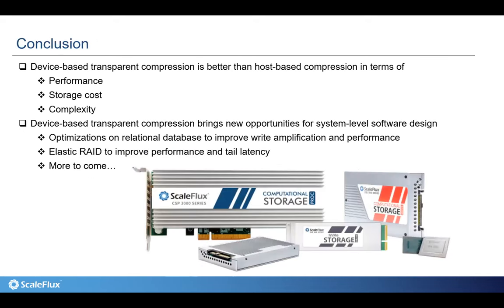Okay, I think that was the conclusion. We talked about the concept of transparent compression, and we discussed the advantages of device-based transparent compression over host-based transparent compression in terms of performance, storage cost, and complexity, and we also used 2 case studies to show that device-based transparent compression will bring us new opportunities for system-level software design. And we talked about three techniques for the optimizations on relational database to improve the read and write performance. And we also talked about how to implement an elastic RAID to improve performance and tail latency. Of course, we expect more work to be done in the community. Okay, that's all my presentation. Thank you.